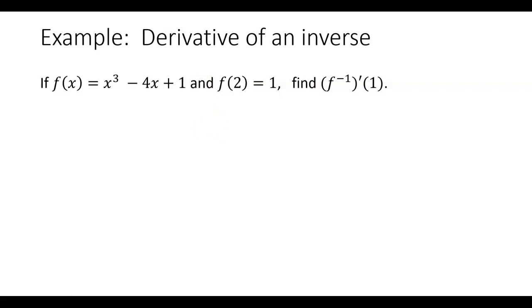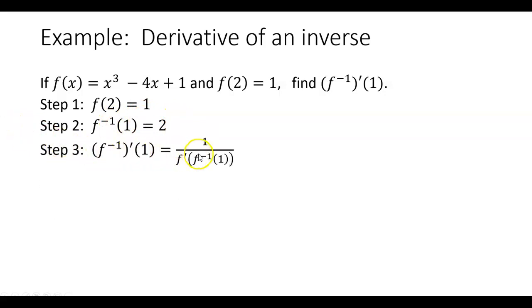Now, as I mentioned on step 1, they give you something like this, f of 2 equals 1. So step 1 is, f of 2 equals 1. So from step 2 then, that means we can conclude that f inverse of 1 equals 2. Step 3, we want to write out our little formula here. We're trying to find f inverse prime of 1. So f inverse prime of 1 is equal to 1 over f prime of f inverse of 1. The next step is we're going to replace f inverse of 1 with 2. Why? Because f inverse of 1 is 2.